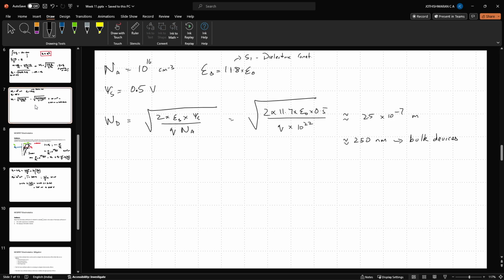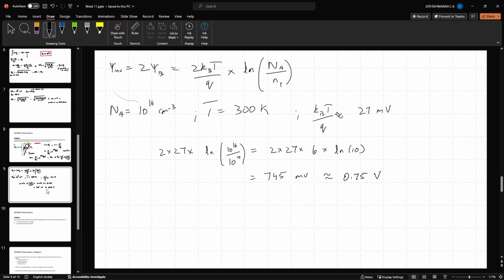So now again we can go back and see that the value that I gave here for psi s, equal to 0.5, was a valid choice, because inversion would not have been achieved at this voltage. We would have still been in the depletion regime. So for full inversion, I will need 0.75 volts. And this is very close to the threshold voltage that we've considered in our previous numericals.